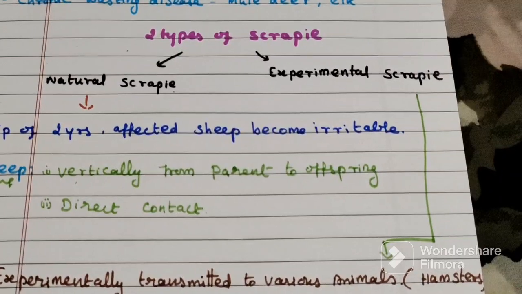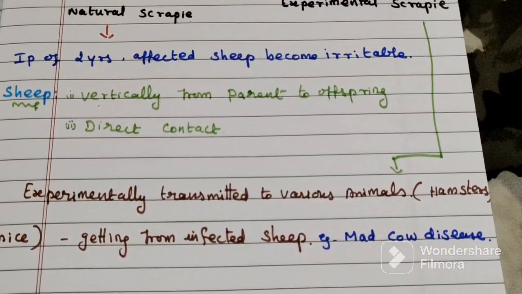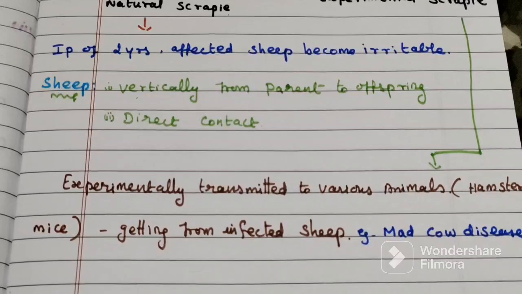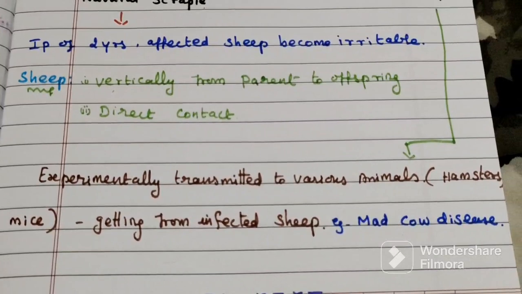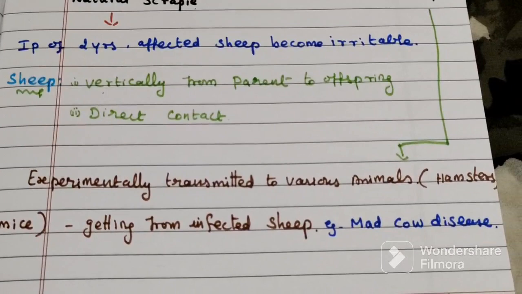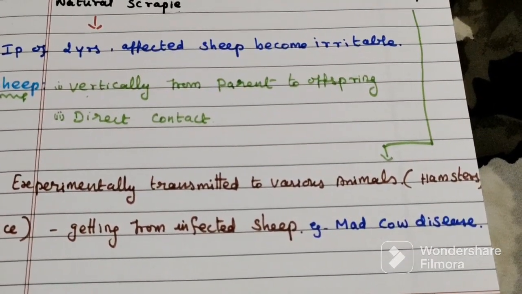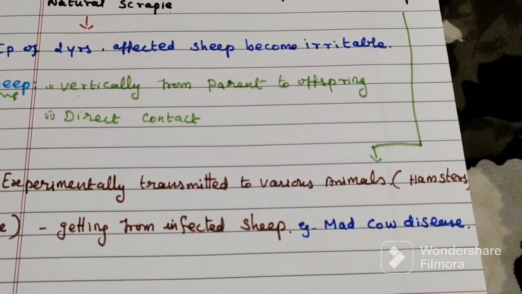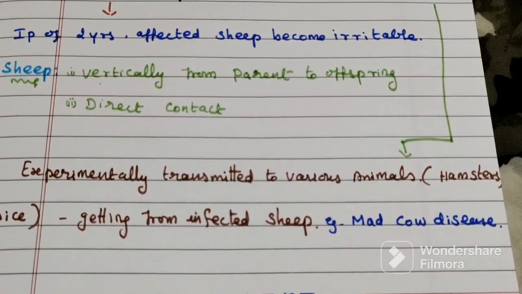Second, what is experimental Scrapie? This disease can be experimentally transmitted to various animals. They inject neural tissue of infected sheep into other animals like hamsters and mice to study the progress of the disease. Mad cow disease is caused by these prions. Foot and mouth disease is caused by a virus. Mad cow disease is caused by prions.